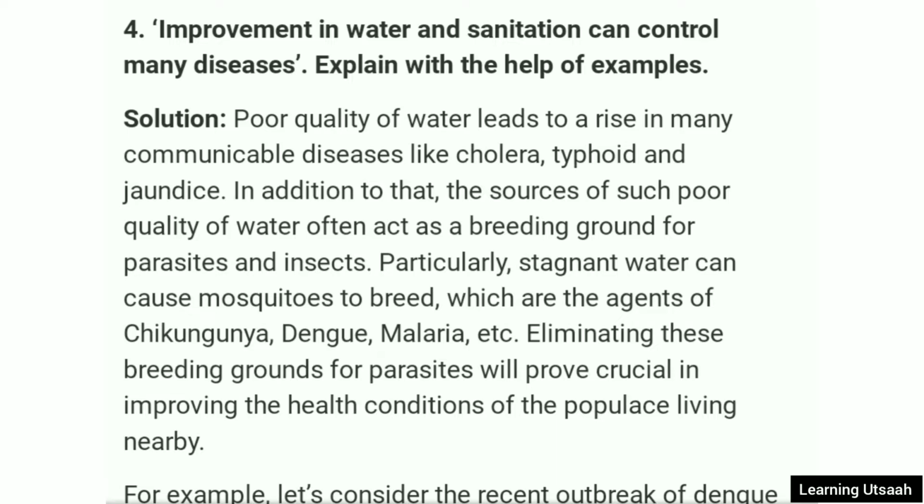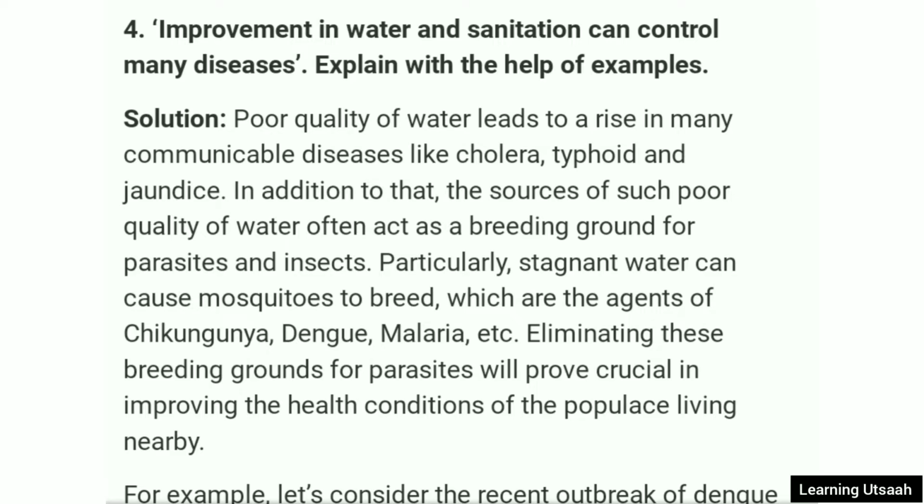Question number 4. Improvement in water and sanitation can control many diseases. Explain with the help of example. So in this question you have to explain the term given in the question briefly. Solution. Poor quality of water leads to a rise in many communicable diseases like cholera, typhoid, and jaundice.